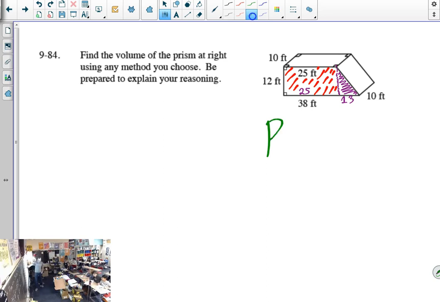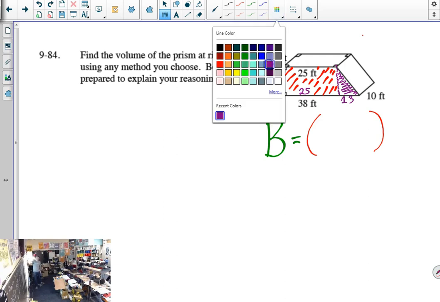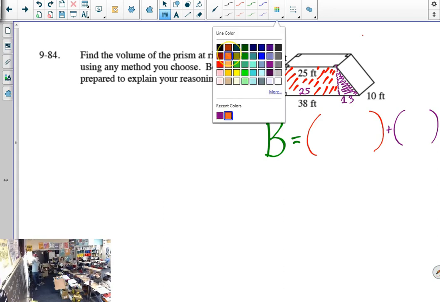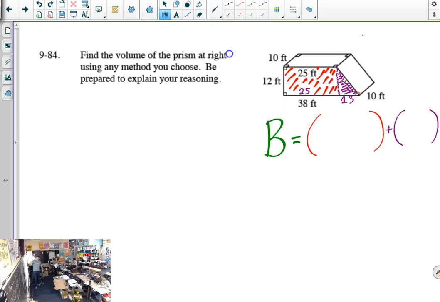13 times what? 12. Yeah, volume. The height is the one that connects it to the base. Okay, so then it's 3,780. Okay, I'm right. Thanks for telling me. Yeah, no problem.